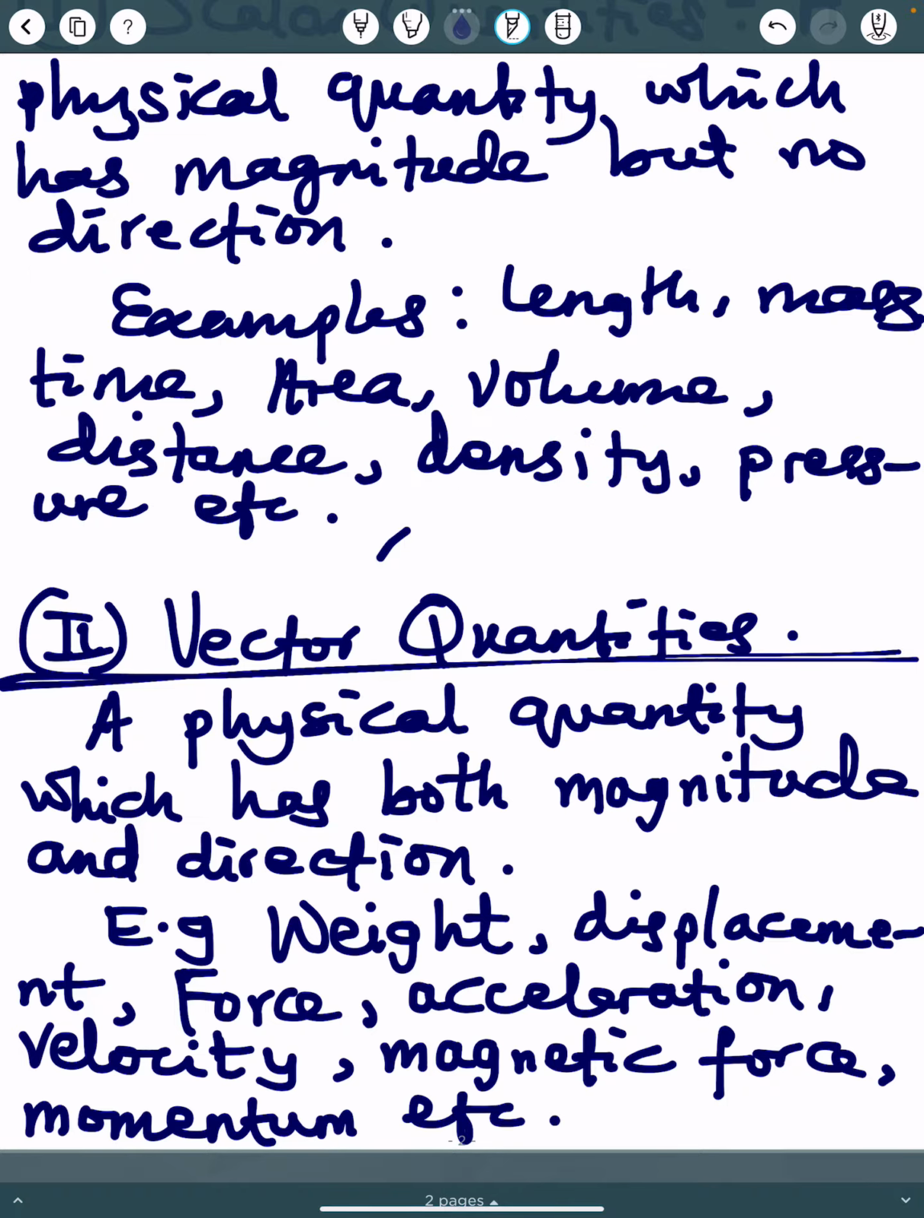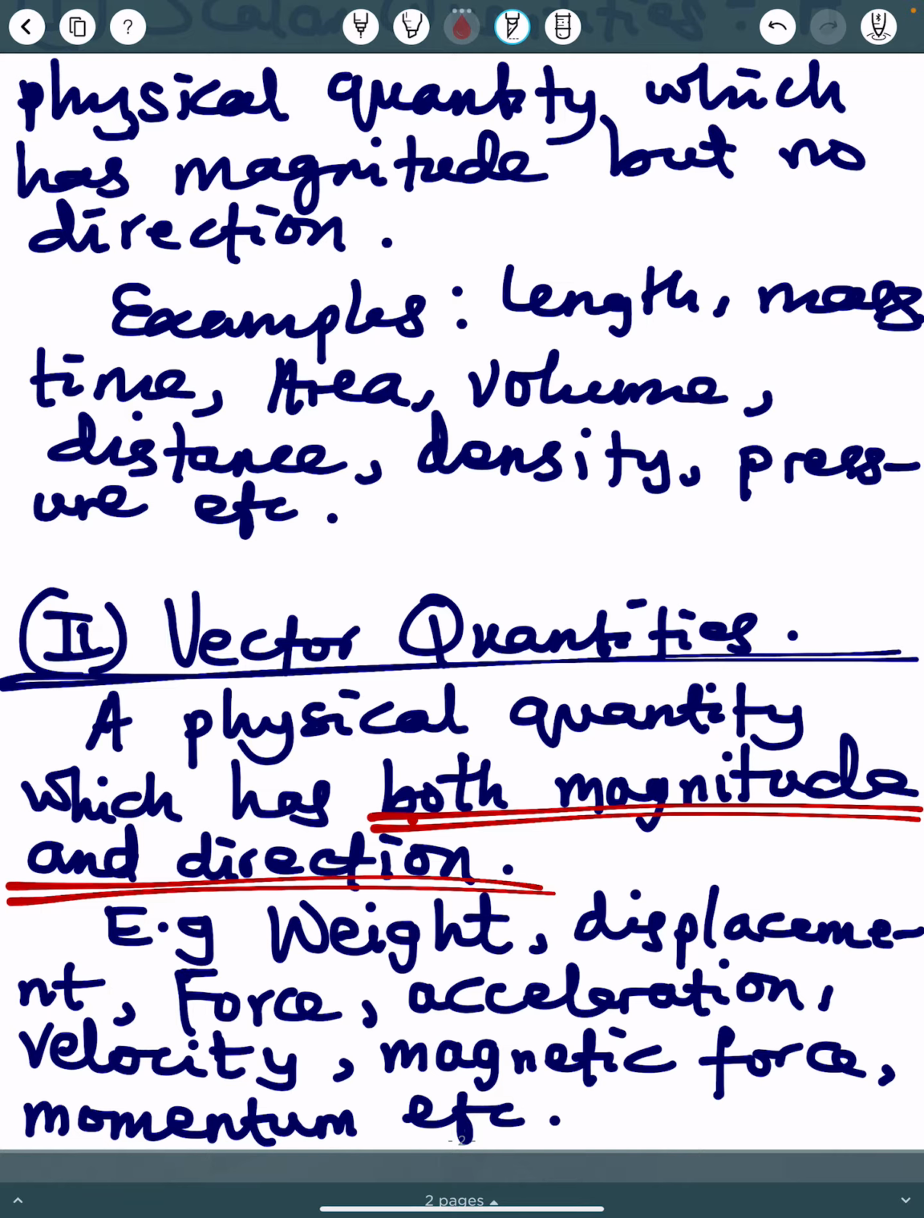But the second type here is vector quantities. A vector quantity is a physical quantity which has both magnitude and direction. A vector quantity has both magnitude and what? Direction. Take note of those two keywords.